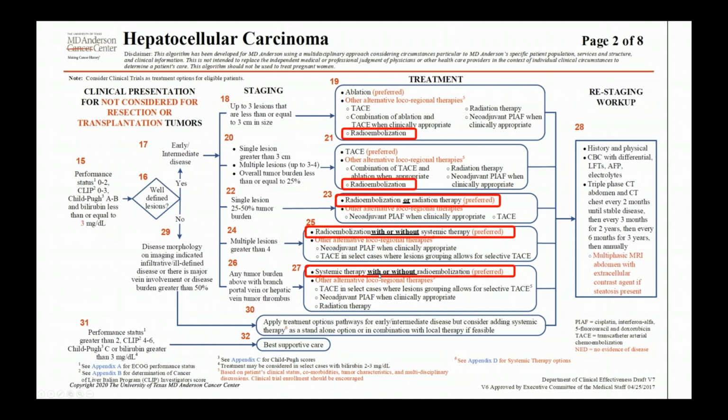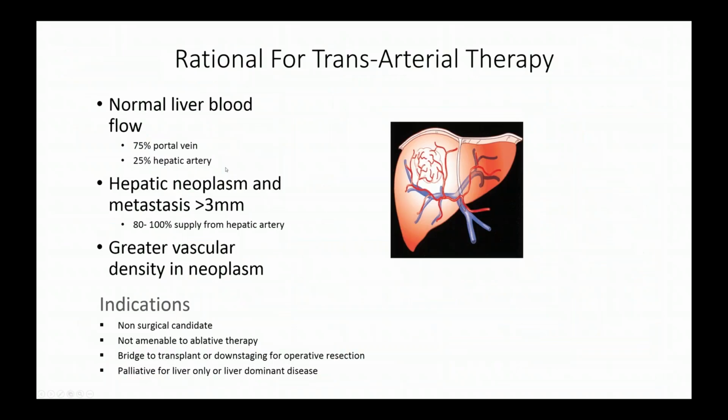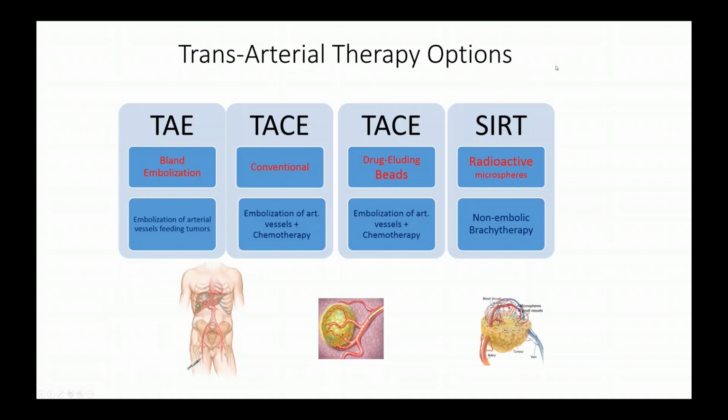So just to go over again, why do we do transarterial therapy? How is it even feasible? It's because the portal venous supply predominantly provides the normal liver supply, and the hepatic artery supplies the tumor. And again, the indications, as we discussed yesterday: non-surgical, not amenable to ablation, and then downstaging and also palliation at times. These are the transarterial therapy options. I'm just going to focus again today on the radioactive microspheres. They're non-embolic or microembolic.